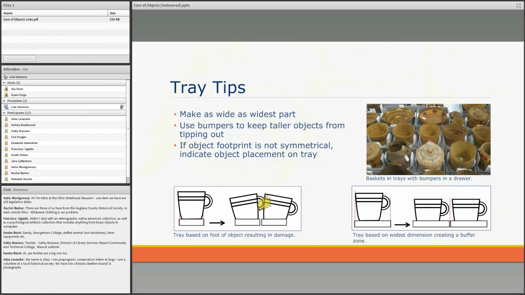Also, trays are short, so if you have a tall object like a basket, and we did talk about sliding around within the tray, you can add bumpers just to keep things in place, to keep these baskets from tipping out, for example.